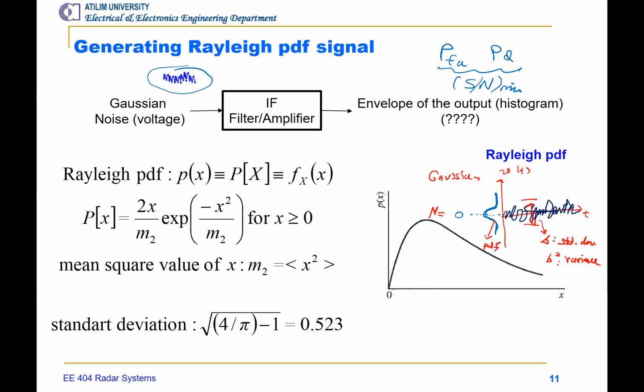Now, suppose that we apply this noise into the IF stage of a radar receiver. In the IF stage, we got a combination of filter and amplifier. Usually, it's implemented as a matched filter.